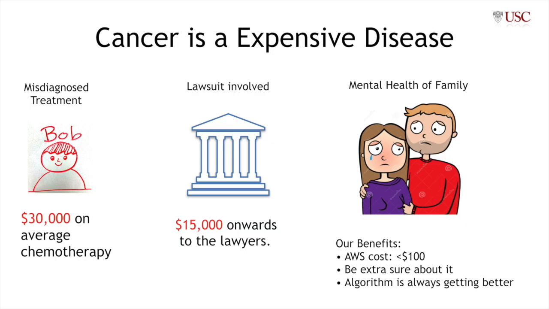All this can be avoided by taking a second opinion, like we always do, but this time it's with a machine which runs on cloud. We are using AWS, Amazon Web Services, to run all the algorithms, which cost less than $100, so that the patients can be extra sure about it. Not to mention that the algorithm always keeps getting better.